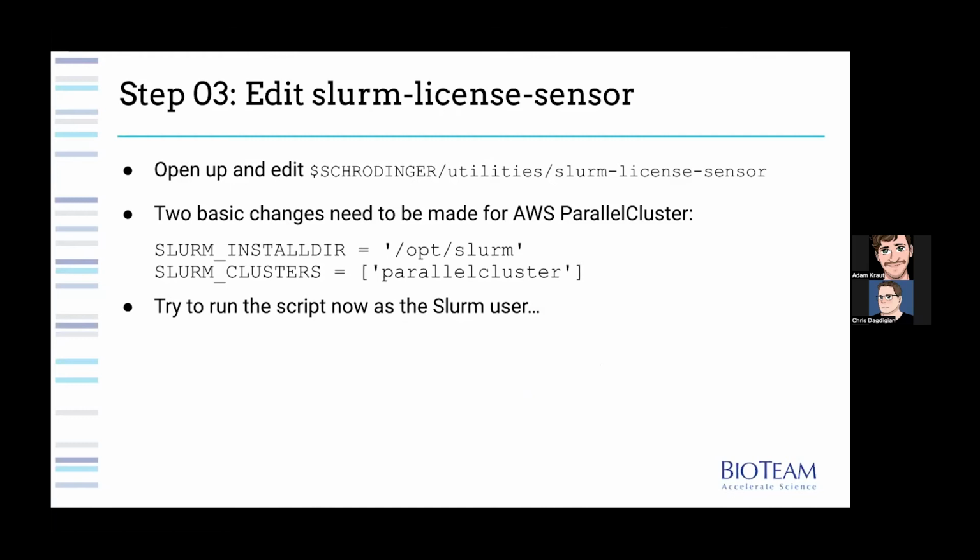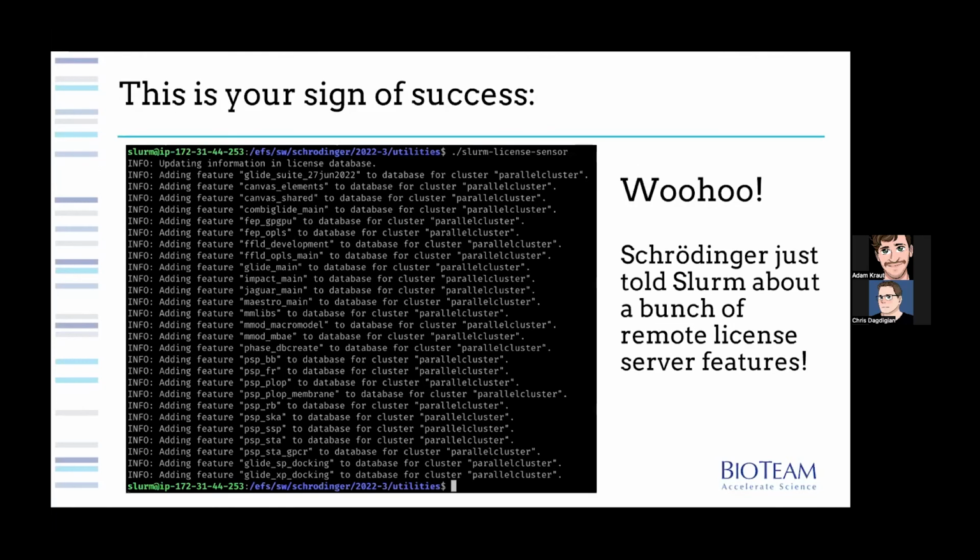In ParallelCluster, if you look at slurm.conf, the name of the cluster is ParallelCluster. So unless you've changed that for some reason, you're going to make these exact settings in the Slurm license script, and that's all you need to do, and you're good to go. What you do after you make these changes is you try to run it.